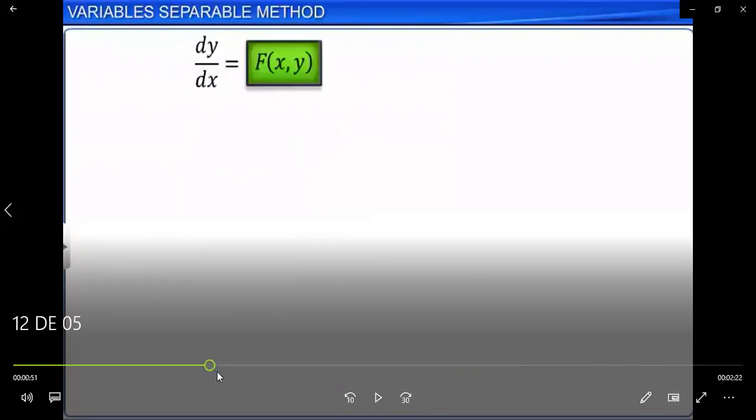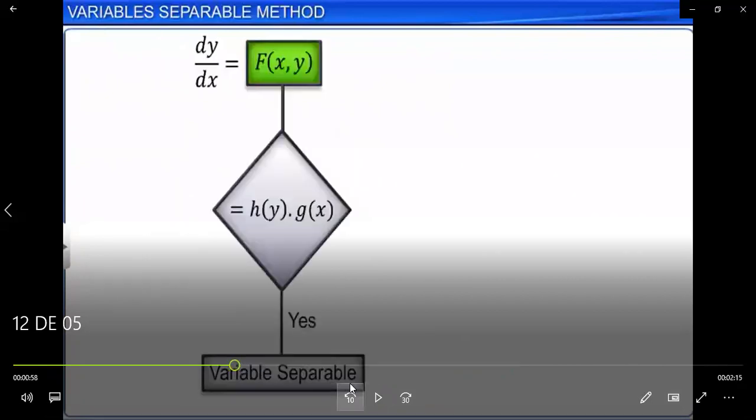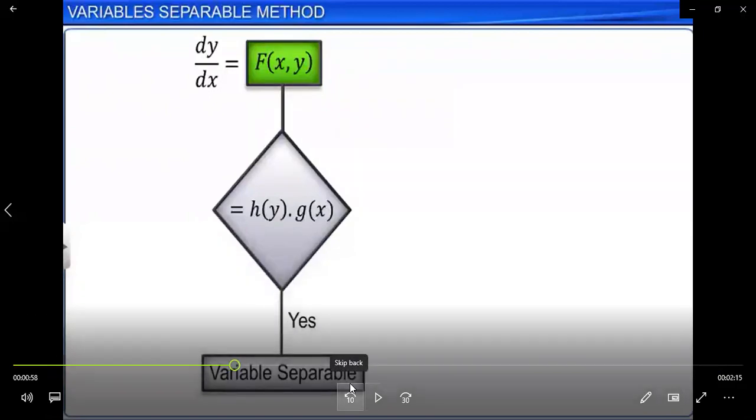So this was the flow diagram that we just checked, that if the function f of x comma y can be split into two parts, that is h of y and g of x, then we can surely apply the variable separable method. So that's all for this session.